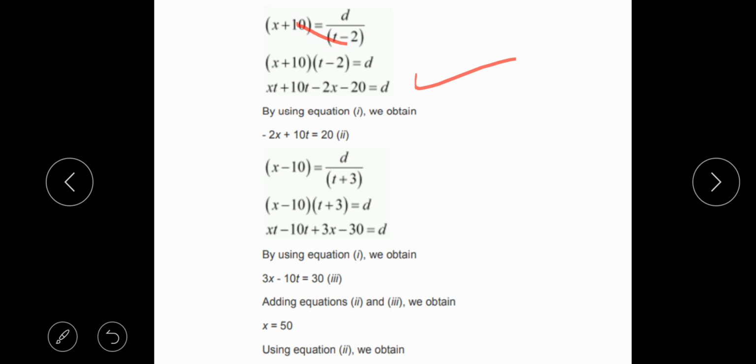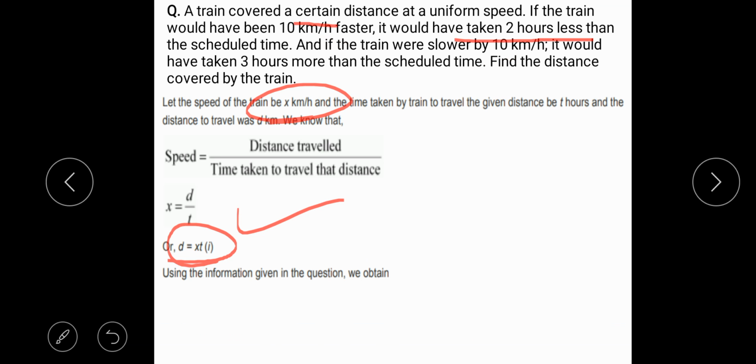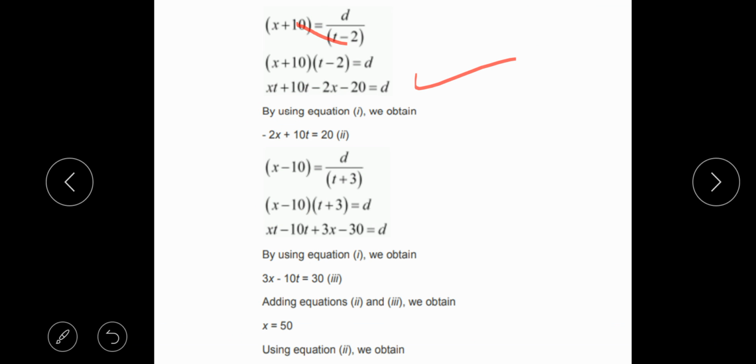Now as we know, xt is equal to d from equation 1. Now put the value of xt is equal to d. Now d and d cancel out, you will get only minus 2x plus 10t is equal to 20. So give it as number 2.